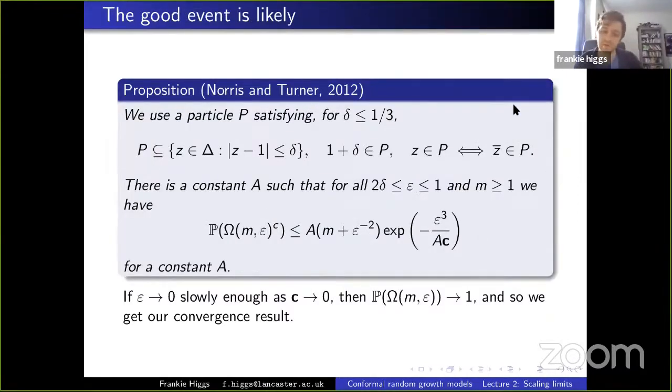But under these very mild conditions, the complement of omega, so if I call omega the good event, the probability the good event fails is bounded above by all of this. And so if epsilon tends to 0 sufficiently slowly, then this whole thing tends to 0.